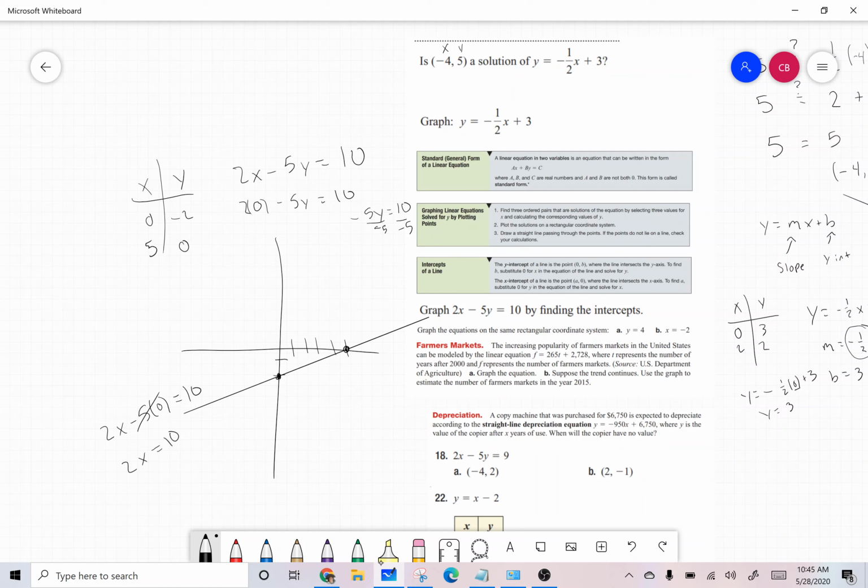Now, I didn't have the slope in that one. It would not be beneficial to use the slope here because to be able to use this trick from over on the right side that we used in the first example, you have to have y solved for. So we had 2x minus 5y is equal to 10. I subtract 2x. Negative 5y is equal to negative 2x plus 10. And I divide by negative 5. Now I have y is equal to 2 fifths x minus 2.